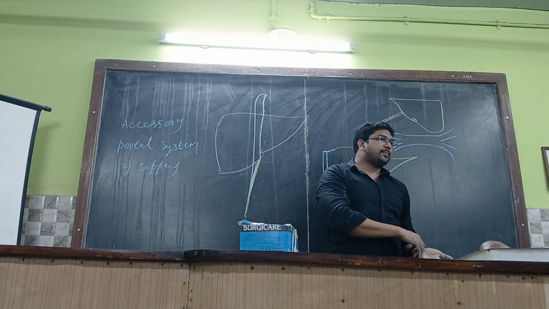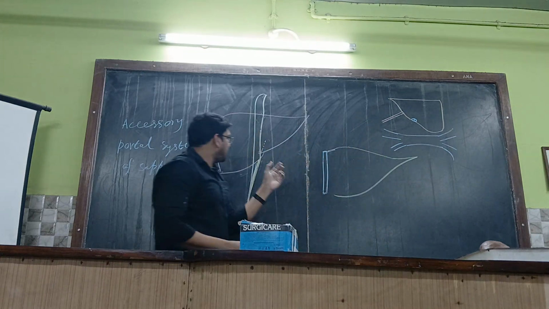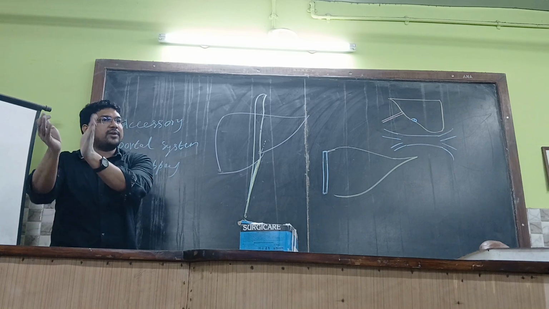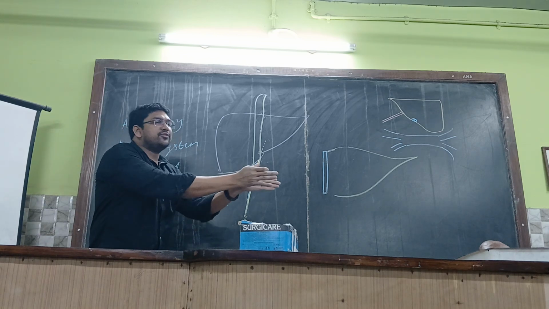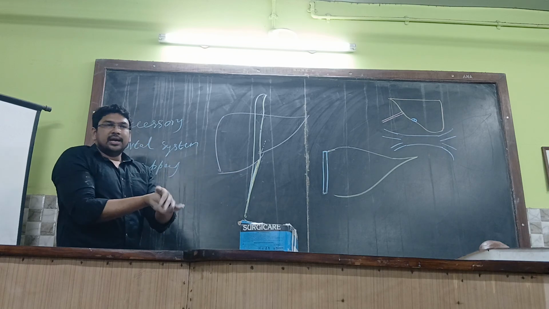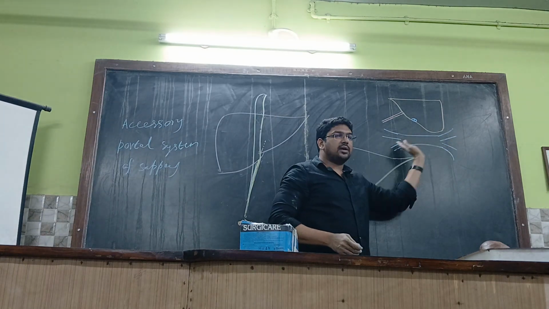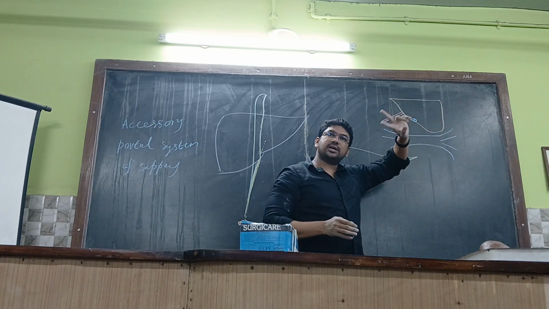Then what is porta hepatis? Porta hepatis means it is an entry point to the liver, a portal. Through this portal, you have to apply for the examination. So that is the porta hepatis, the entry point for the liver. But portal vein means it is connecting two different veins at both ends. That is the true difference between portal vein and porta hepatis.